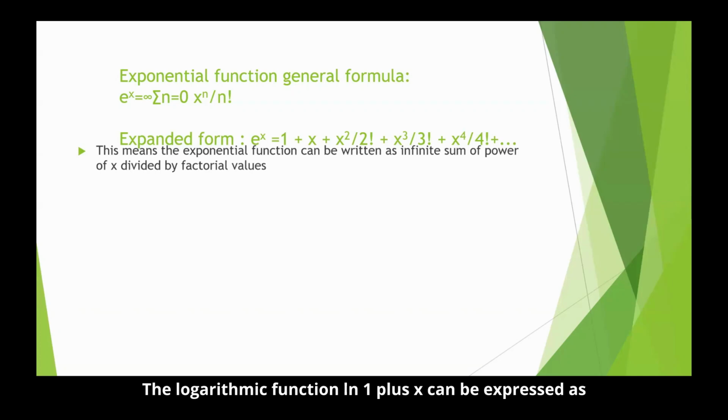First, let us look at the exponential function. The exponential function e to the power x can be expressed as an infinite series: 1 plus x plus x squared over 2 factorial plus x cubed over 3 factorial plus x to the power 4 over 4 factorial, and so on. This means the exponential function can be rewritten as an infinite sum of x to the power n divided by n factorial.